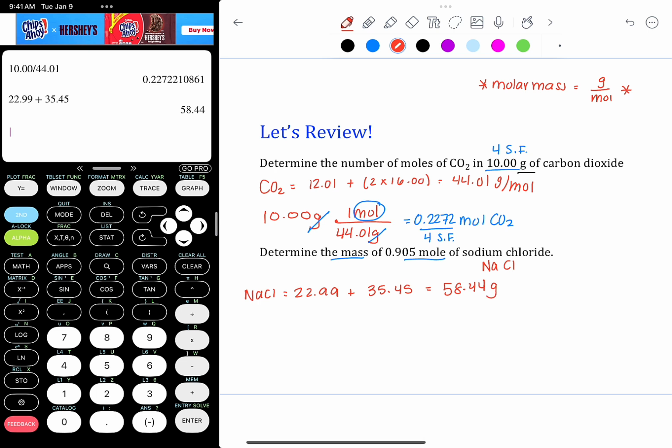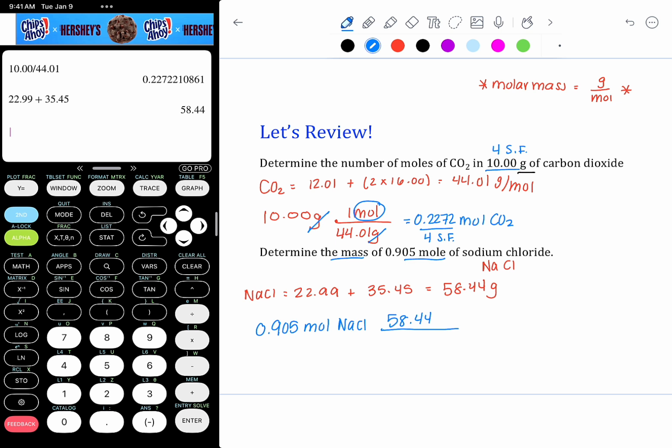Our conversion chart told us that we had to take that 0.905 moles of NaCl and multiply it by the molar mass. So let's show that. I'm going to take the 58.44 grams per 1 mole of NaCl. That should be grams per mole for my units. And you'll see that moles cancel top and bottom, and we're left with units of grams. So we're still multiplying by our molar mass, just like our conversion chart told us to. I'm just showing it in a way that shows the units canceling.